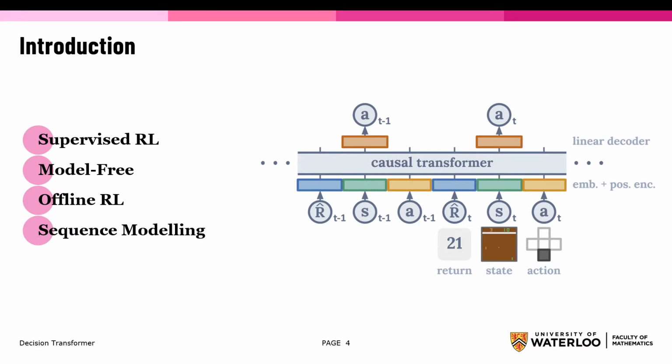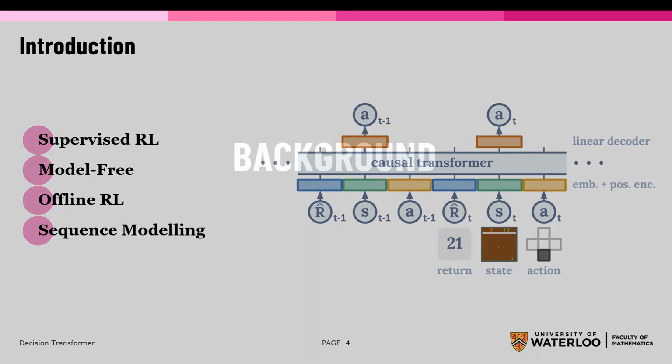The method we're presenting today is called Decision Transformer, and this method is proposing a complete replacement for conventional RL algorithms. It combines concepts from supervised, model-free offline RL and sequence modeling in order to come up with an algorithm that performs at par or even sometimes better than the state-of-the-art RL algorithms from the same domains.